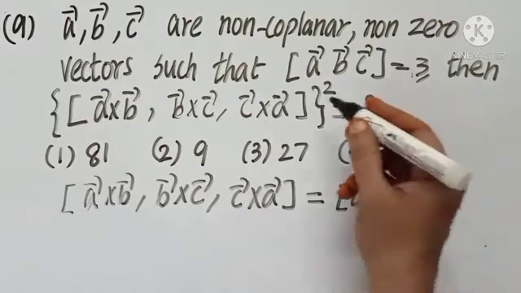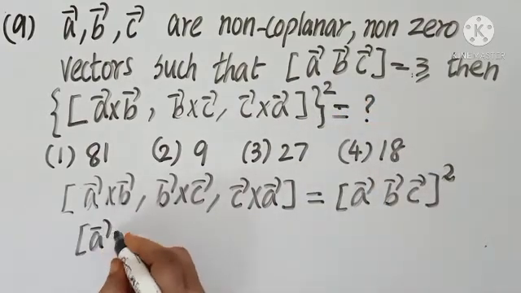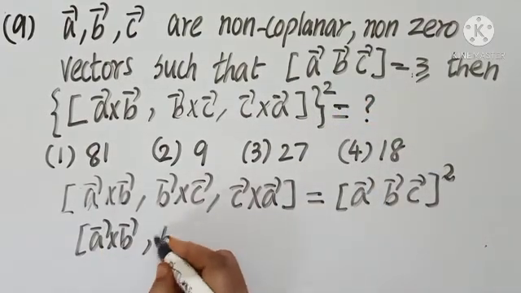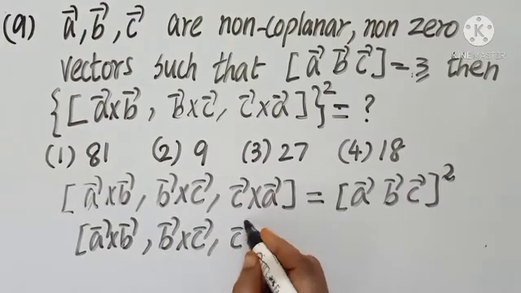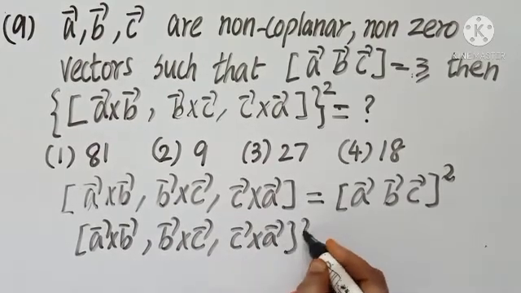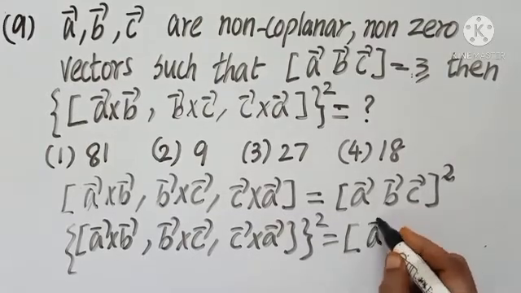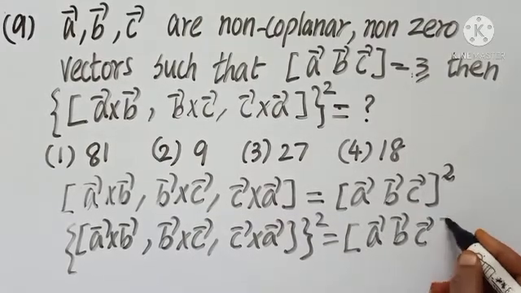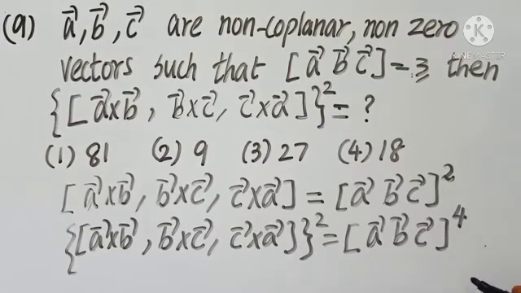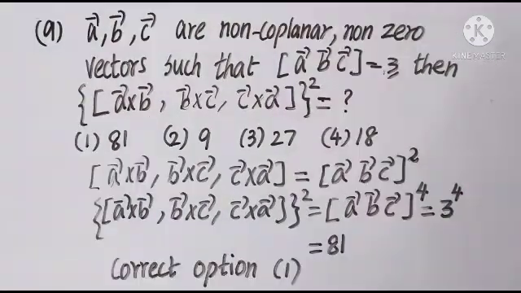But now my question is [A cross B, B cross C, C cross A], the whole square. So we need to square this again. It becomes [A, B, C] to the power 4. Given [A, B, C] is 3, I have the answer 3 to the power 4, that is 81. So the correct option is 1.